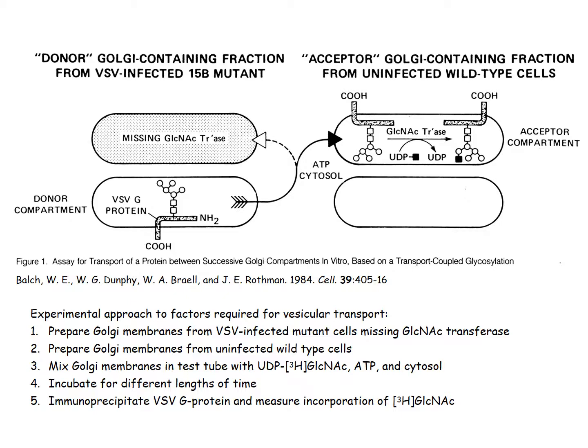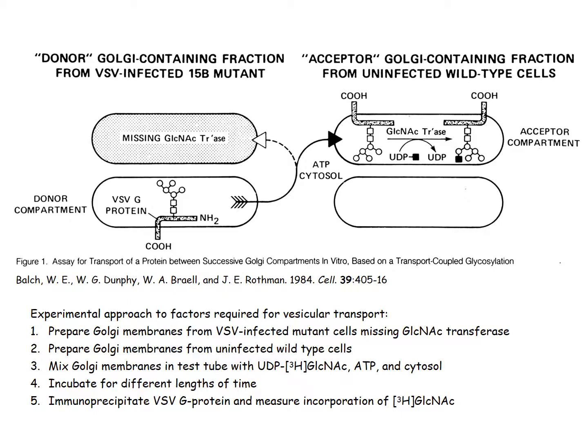But it did work. So vesicles, and they're not showing the vesicles, were transported and they fused with the acceptor compartment. So the cis donor to the medial acceptor compartment in the presence of ATP and cytosol. You're saying, well, how do we prove that ATP is required? Don't add it in a cell-free system, and you would never find on the G protein the NAG sugar.